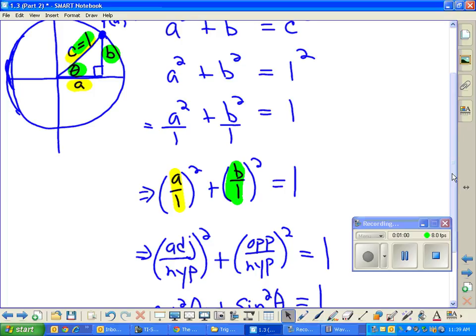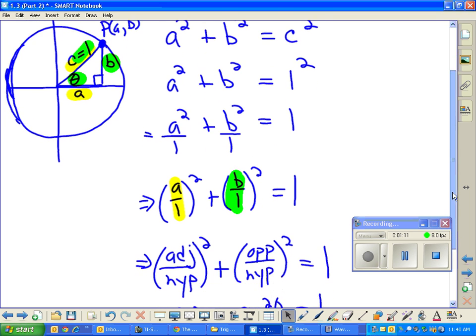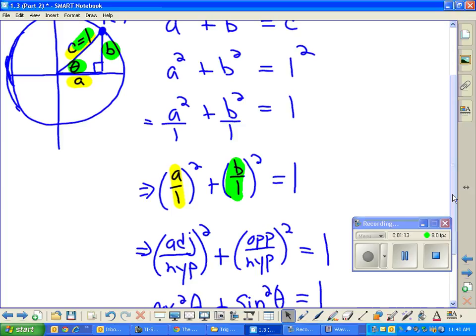If you're missing any of these steps, I would highly suggest putting them in because it makes a lot of sense sequentially to go through this, and you'll see exactly how we get to sine squared theta plus cosine squared theta equals 1 from all of these steps. So we're on this step here. A squared over 1 plus b squared over 1 equals 1.